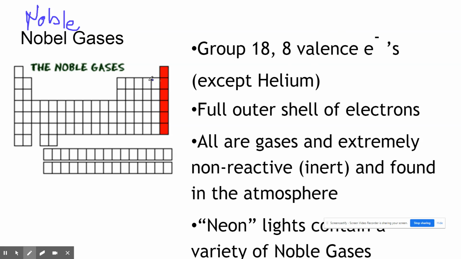They have 8 valence electrons. Helium does not have 8 valence electrons. Okay, it actually has 2 valence electrons. But again, it fits the other patterns or trends here. Okay, these are non-reactive. They're all gases. Okay, all non-reactive, and they are all gases.